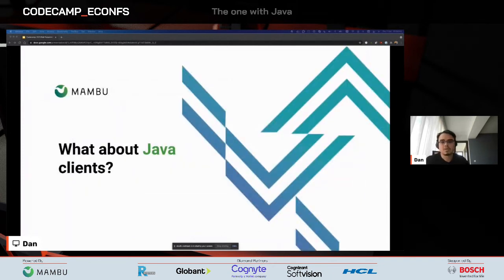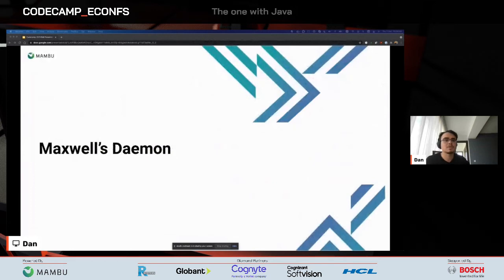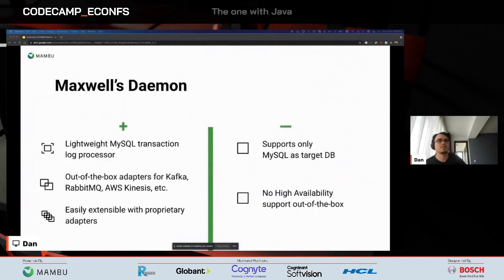I will be showing you two different clients. One of them is called Maxwell's Daemon, which is a very simple, lightweight MySQL transaction log processor. It offers out-of-the-box adapters for most commonly used message brokers like Kafka, Rabbit, or AWS Kinesis. But also the nice part about it is that it is easily extensible with proprietary adapters.